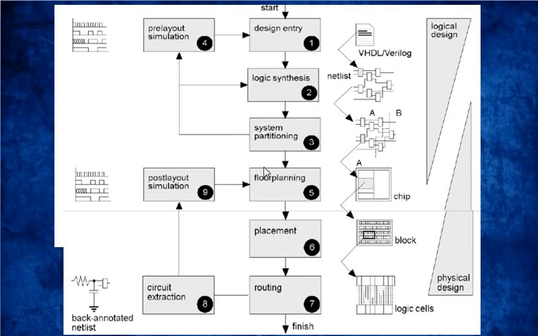Then the third one is system partitioning. What is system partitioning? It is the process of dividing a large and complex system into smaller modules. We use the IC for different modules. One IC is not given completely to only one module, right? So we will have different modules for it.